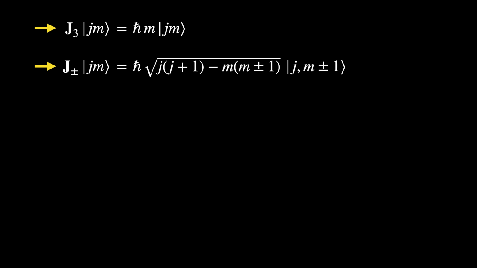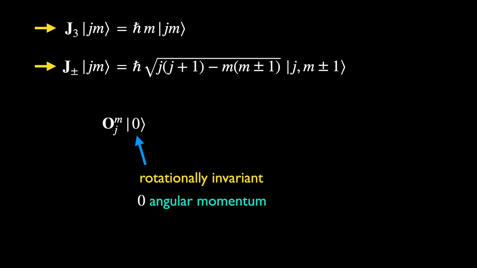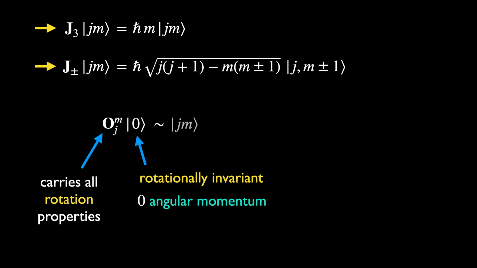For OJM to rotate like the state Jm, let's use the most straightforward construction. Let the operator X act on the state that is rotationally invariant, a state with zero angular momentum, such that OJM carries all the rotational properties of the resulting state, and we require this state to transform in exactly the same way as the state Jm under rotations, which is to say that it must transform according to the rules above under the action of J3 and J plus minus. Let's see what it means for the first condition to be satisfied.